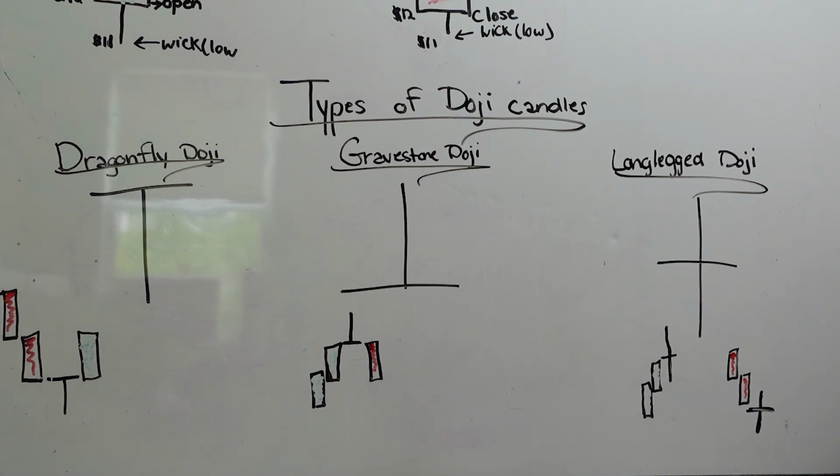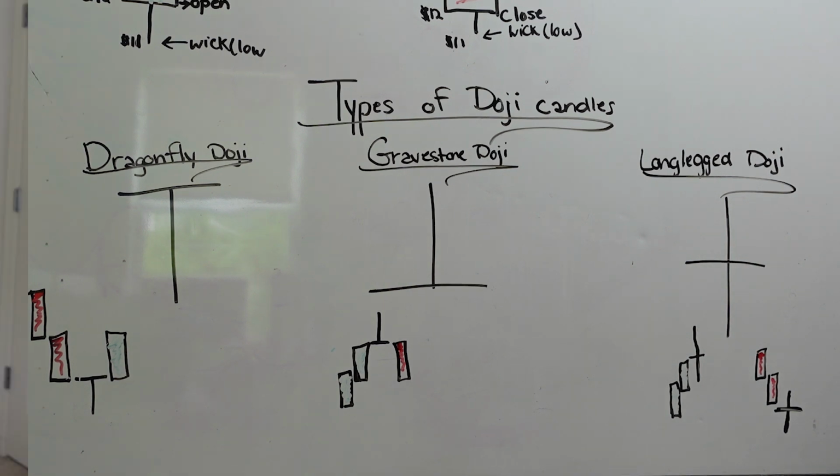But in the doji case, you really don't have a body because there was so much indecision where the price opened and closed pretty much at the same spot. I hope that makes sense. Okay, so we've gone over the doji candles on the chart.